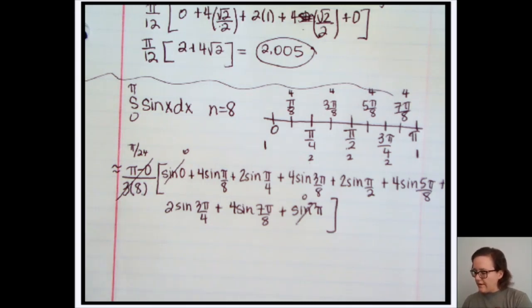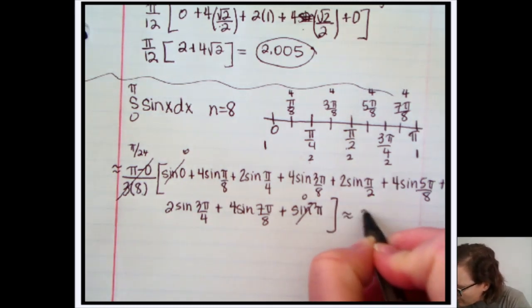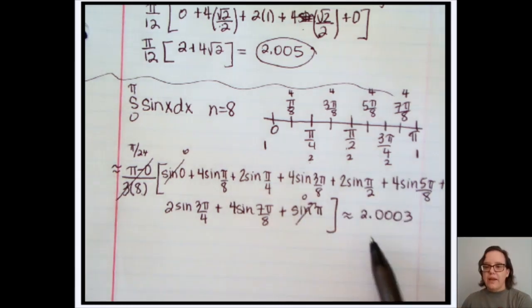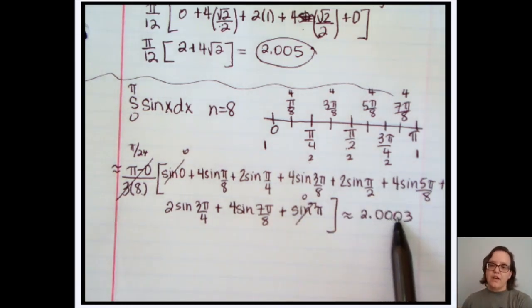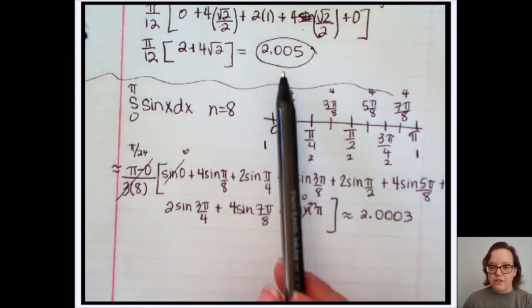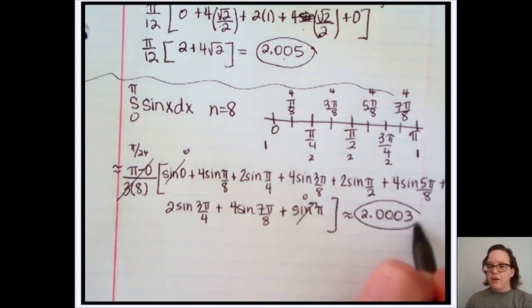Okay, so I added those all up. I'm going to multiply by pi and then divide by 24. And I end up with 2.0003. So here, to get a digit that's not 0, I do have to go to the 10,000ths place. So it is closer than the 2.005. Okay, but I feel fairly confident then.